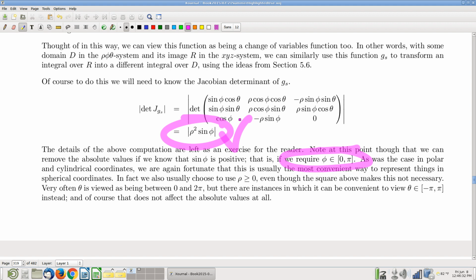The object inside of the absolute values will never be negative, and you can lose the absolute values. Okay, so good news. Win-win.